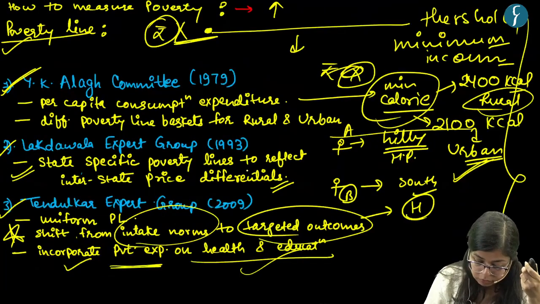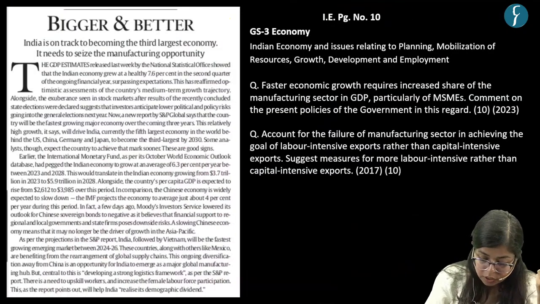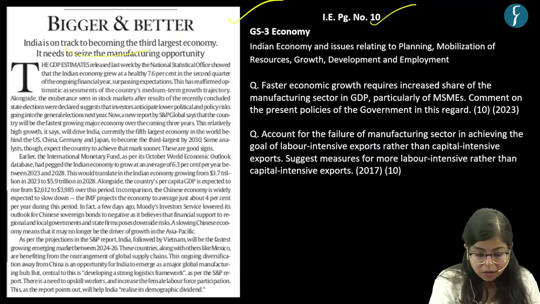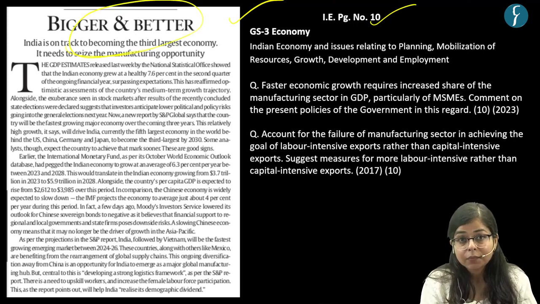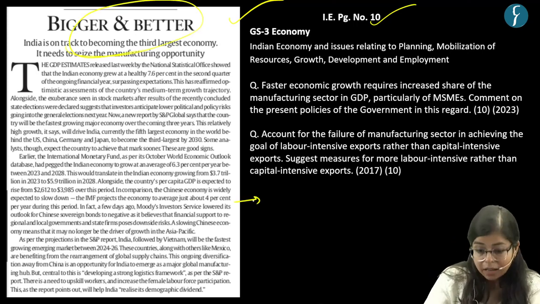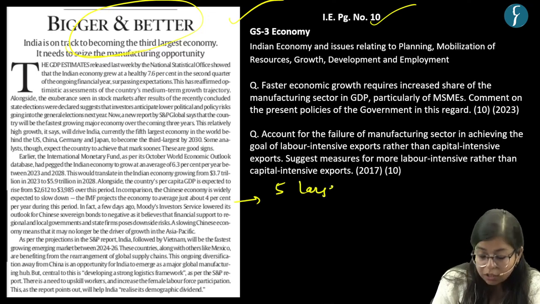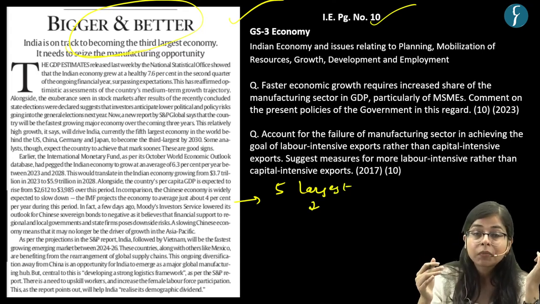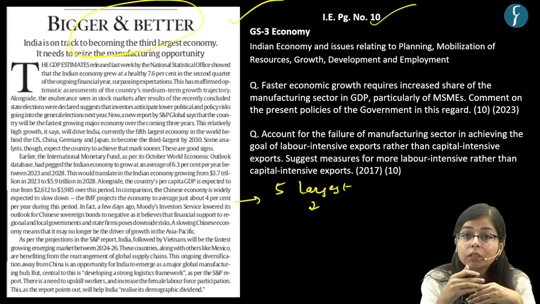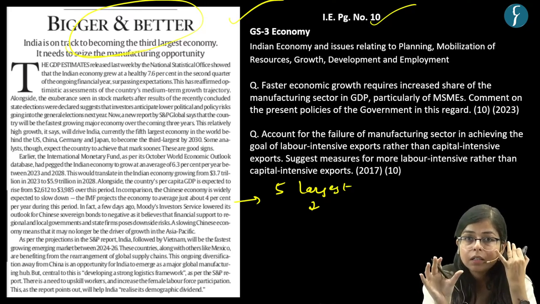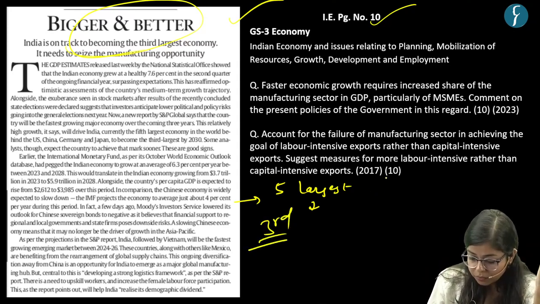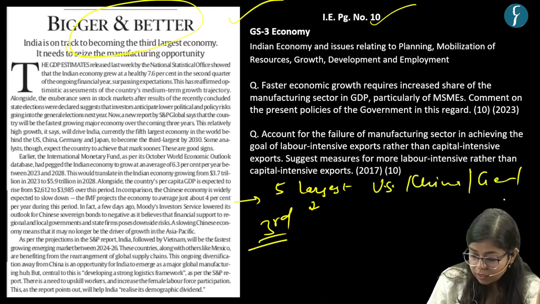Now let's move on to our next topic for today's discussion, which is inspired by a news article which appeared on page number 10 of the Indian Express. So this news article says that India, which is currently the 5th largest economy in the world, is soon gearing up to be the 3rd largest economy of the world, right? There is a report, an estimate, that the economy of the country would soon overtake other countries, and India would soon become the third largest economy of the world. Presently, the leading economies of the world are the US, China, Germany, and Japan, right?